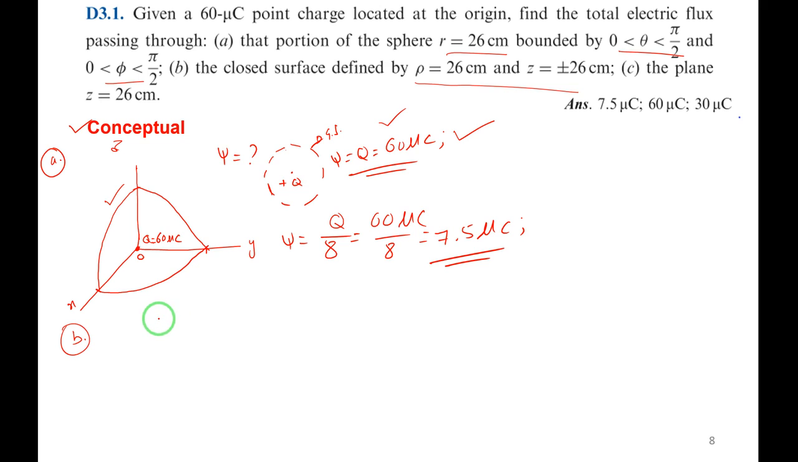We will try to draw it. What we will get? Rho, the radius of the cylinder, is 26 centimeter and z, the height, is plus 26 and minus 26 centimeter. So I will try to draw it: X, Y and Z. Okay, the surface formed is cylindrical. So I will draw the cylinder, then I will explain to you.